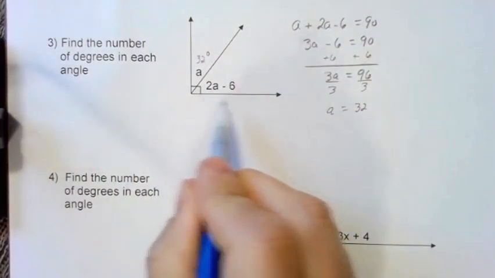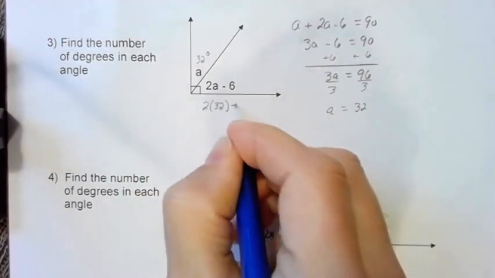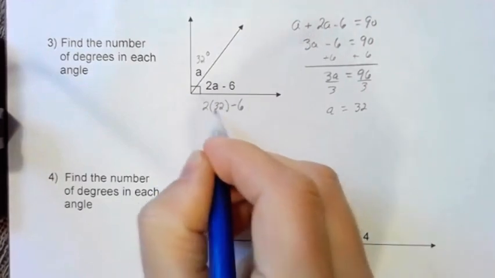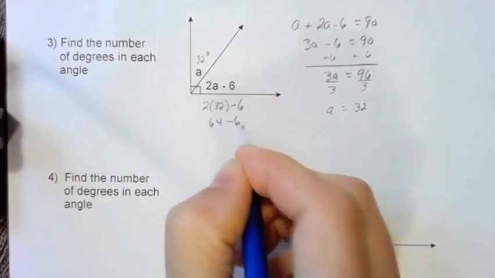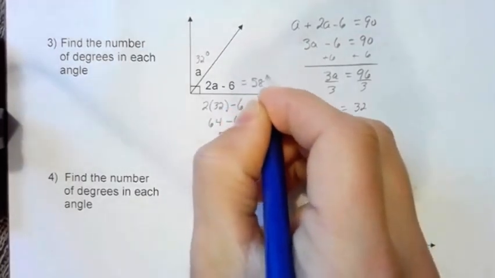To get the angle here labeled as 2A minus 6, let's make A 32. So 2 times 32 minus 6. 2 times 32 is 64. And if you take away 6, then you're left with 58. So this is a 58-degree angle.